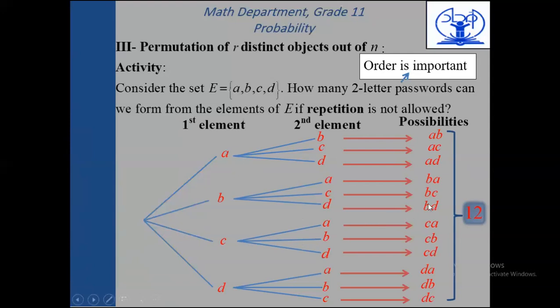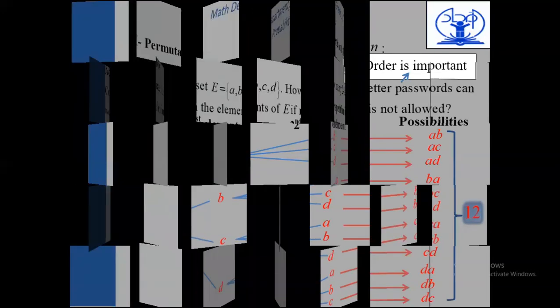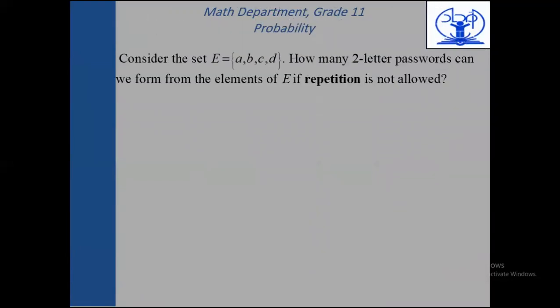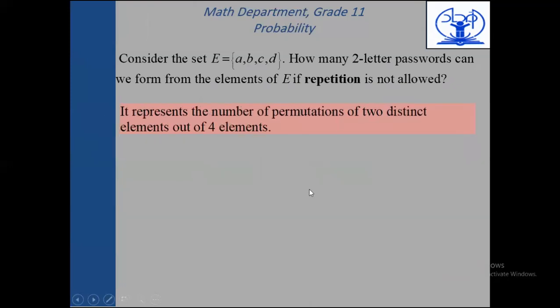But again, this is a standard situation where you are permuting r elements out of n elements. You don't need to list. You don't even need to use the fundamental counting principle. You should find a regular formula that you have to use. So in general, consider this, again, we're repeating the question. It represents the number of permutations of 2 distinct elements out of 4.